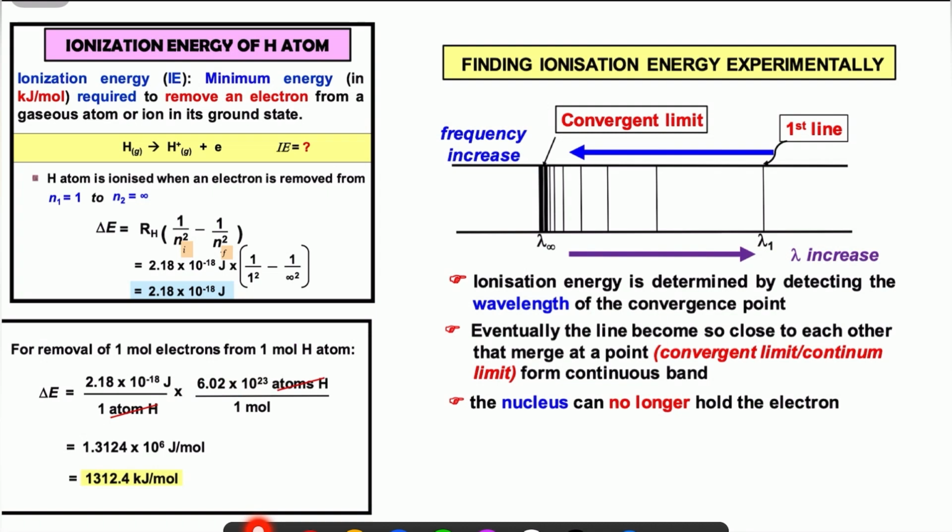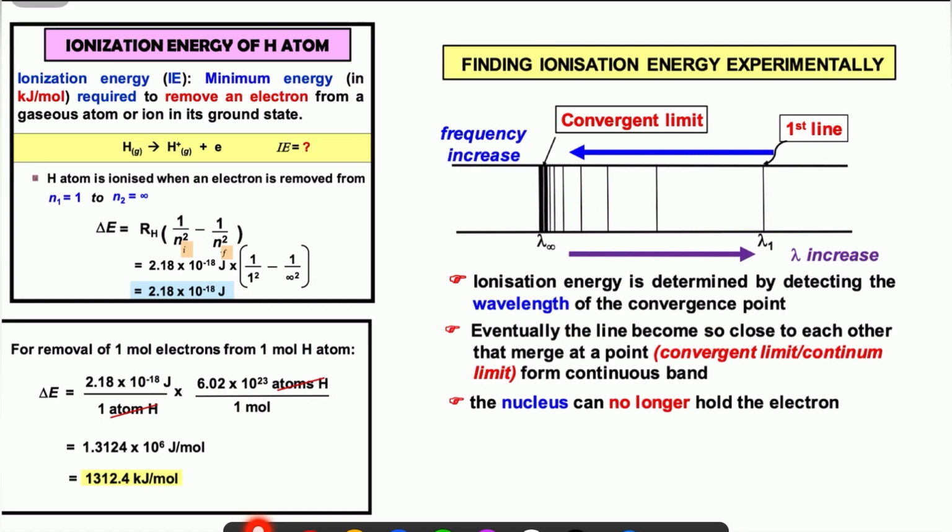Okay, finding the ionization energy experimentally. This is a line spectrum. From the left to the right, the wavelength increases. So this is the farthest line. As I told you, the farthest line is the first line. You can see here the lines become convergent, and the frequency increases from the right to the left.